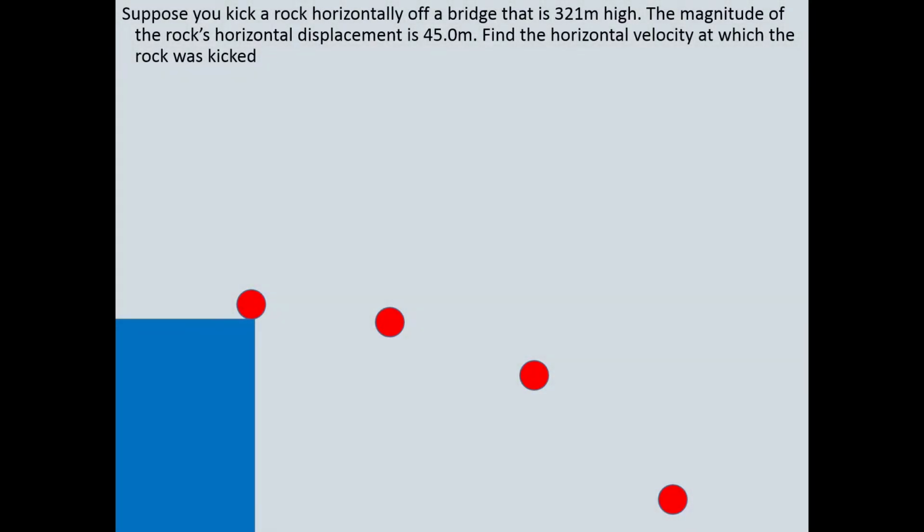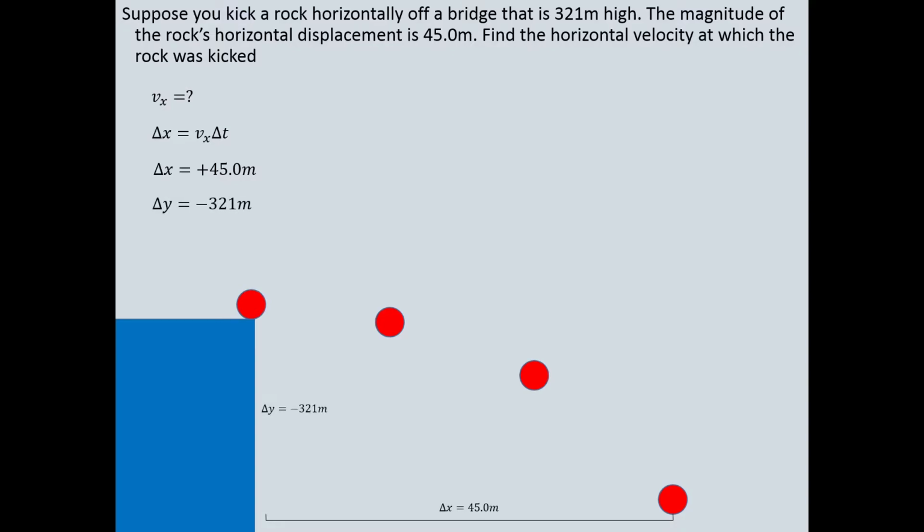Suppose you kick a rock horizontally off a bridge that is 321 meters high. The magnitude of the rock's horizontal displacement is 45.0 meters. Find the horizontal velocity at which the rock was kicked. The problem wants to calculate the horizontal velocity Vx, and this is the only equation that has Vx. However, we only know the horizontal displacement, delta x, but we're missing the time. We'll have to look at the y kinematics to solve for time.